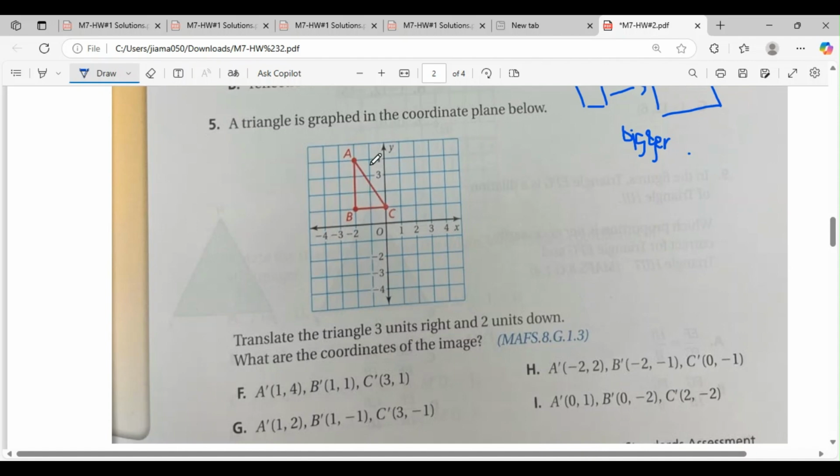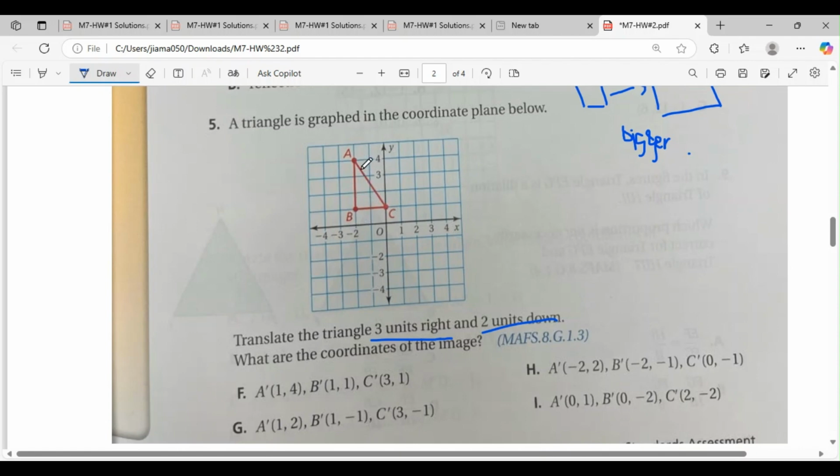Okay, number 5. A triangle is graphed in the coordinate plane below. Okay, this is the triangle. Translate the triangle 3 units right and 2 units down. What are the coordinates of the image? Let's see. We can find each point of A, B, and C. Let's do A first.